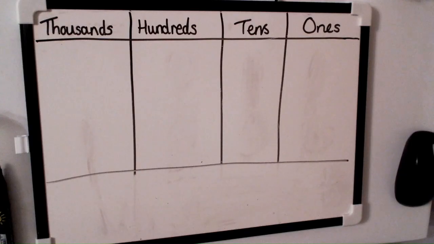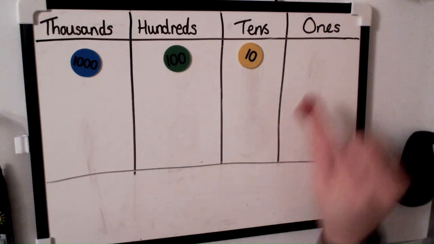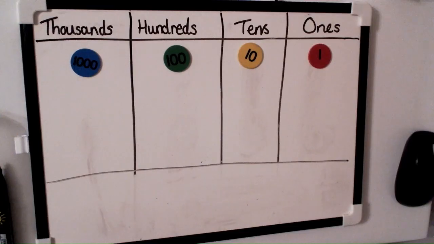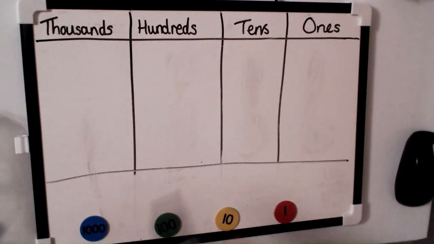So we're going to start with just talking about place value. Here we have a place value chart with the headings thousands, hundreds, tens and ones. And whatever is in each column represents the value of each digit. For example, 56 has 5 tens, which is 50, and 6 ones.